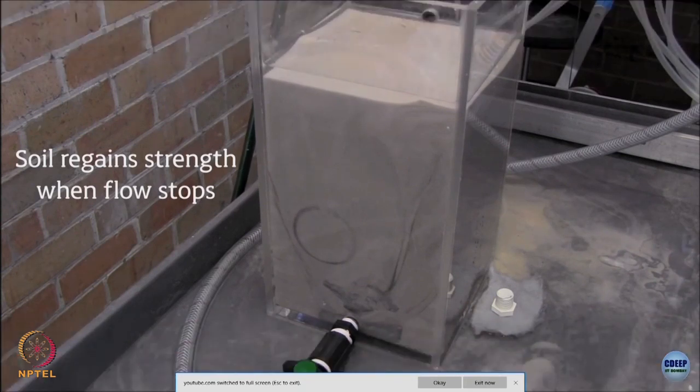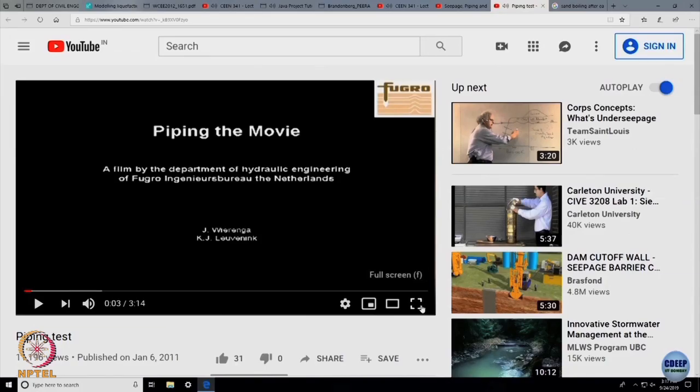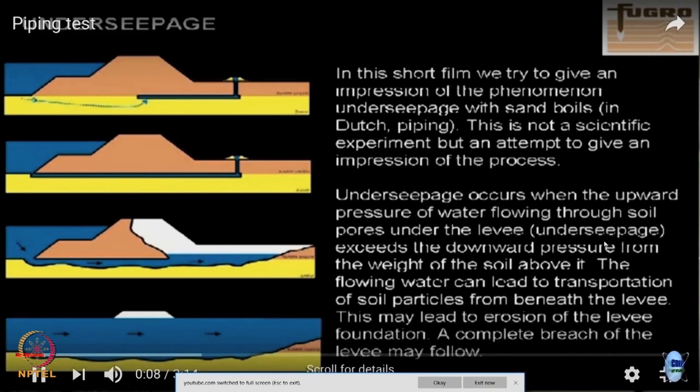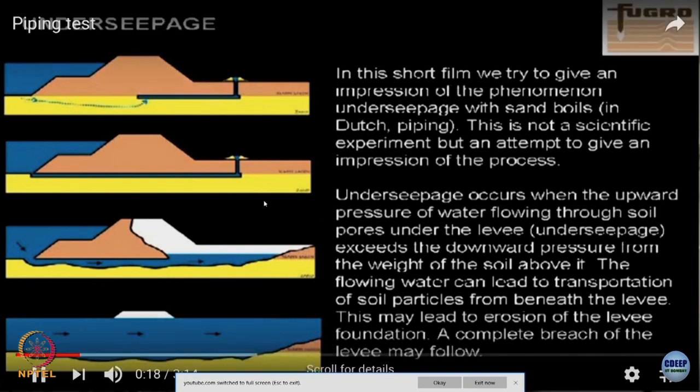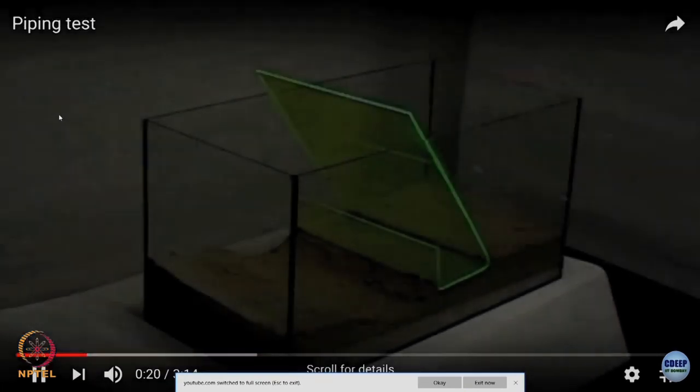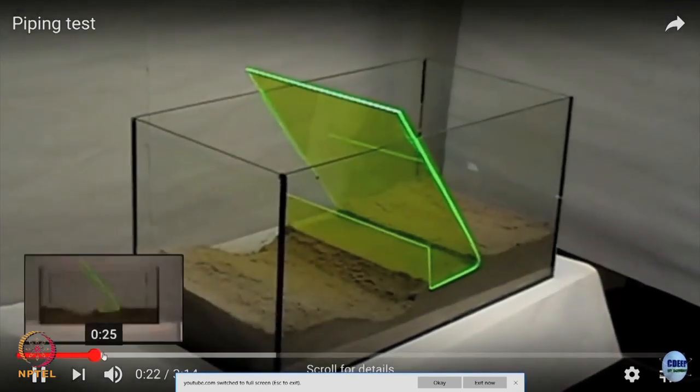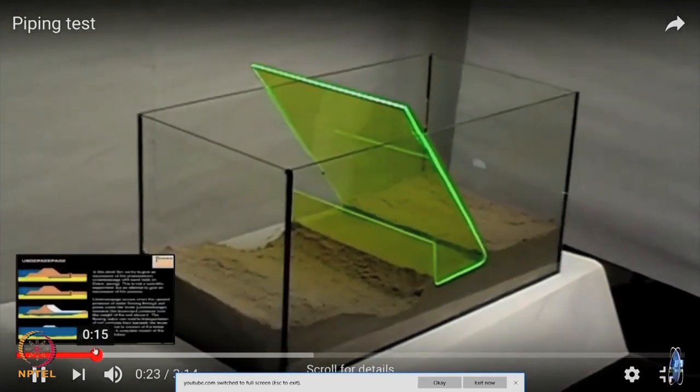Now the time is over. We'll be talking about piping. This is an earthen embankment which is holding water, and then we want to see how the embankment will become unstable because of the excessive seepage force. This is the piping which is getting generated. I'll just show you, 1 minute.